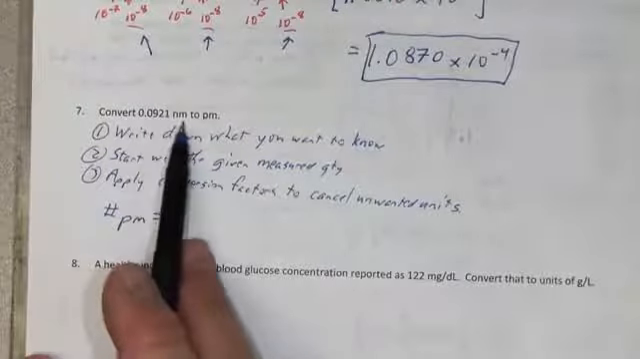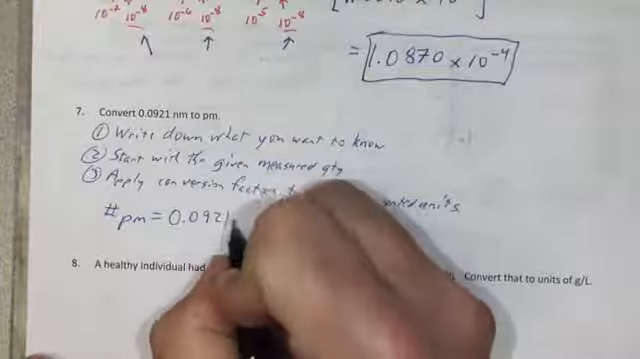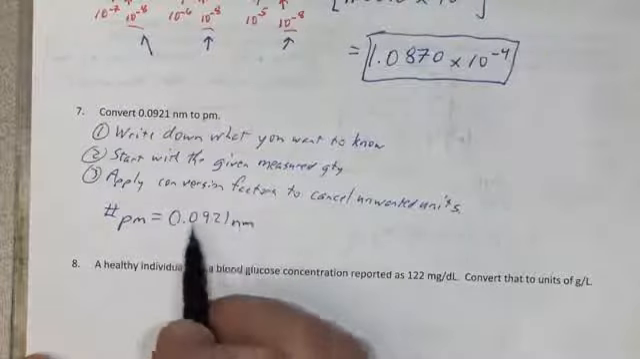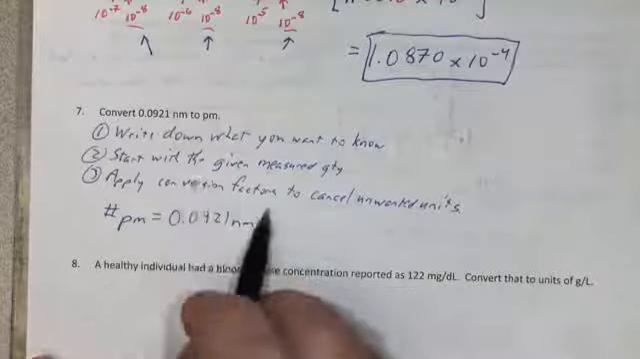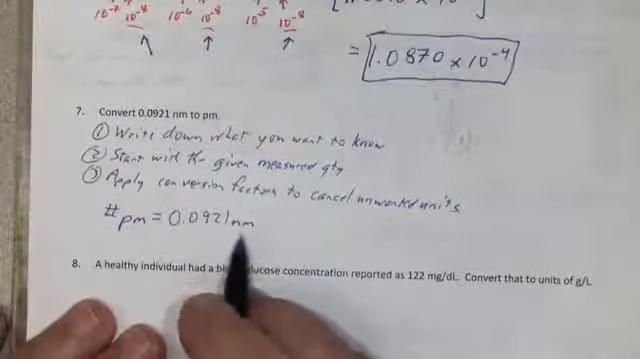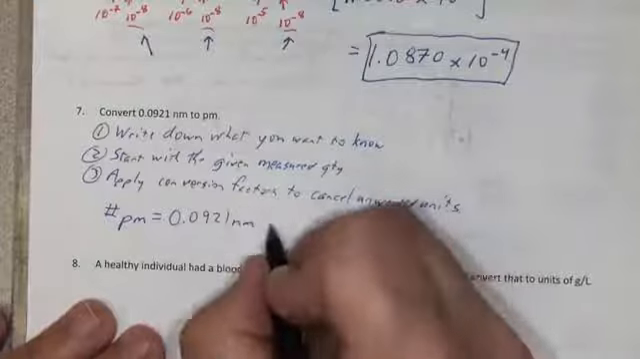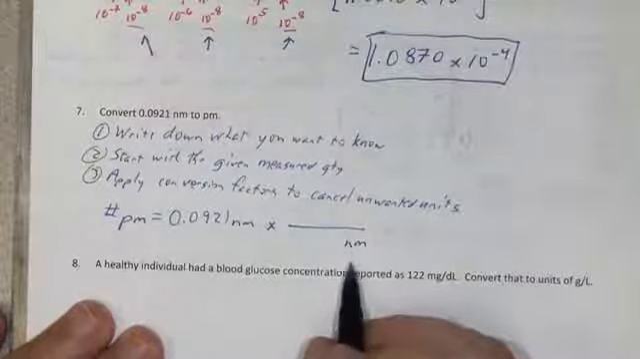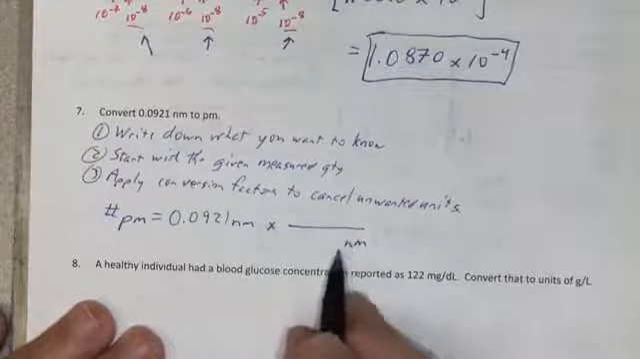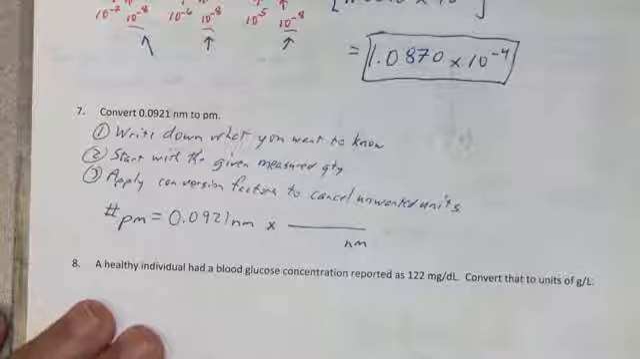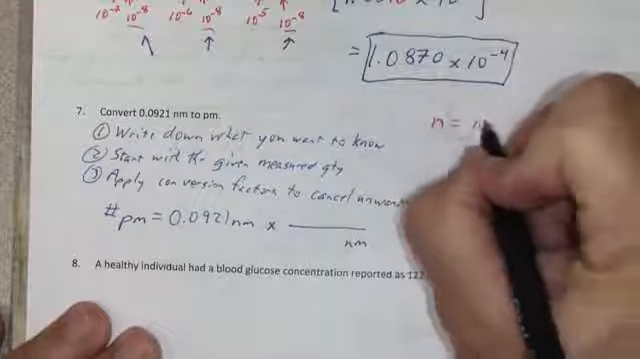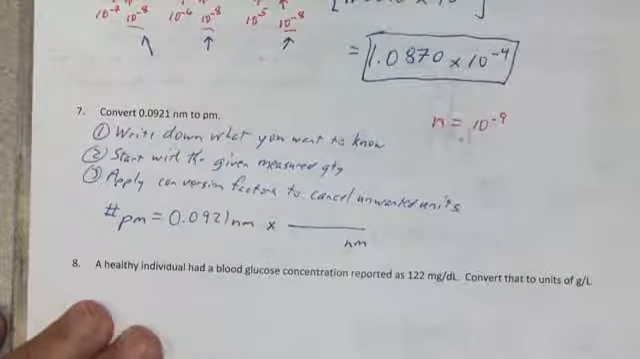I'm going to start with the given measured quantity, which is 0.0921 nanometers. Now, in dimensional analysis, you have to write the unit down. So number 2, start with the given measured quantity. These are the first 2 steps. Number 3, apply conversion factors to cancel unwanted units. I don't want it in nanometers, I want it in picometers. So I'm going to say times, draw a line, and put nanometers in the denominator. So a conversion factor is an equality, and you have to memorize the metric prefixes. And the metric prefix nano means 10 to the negative 9.